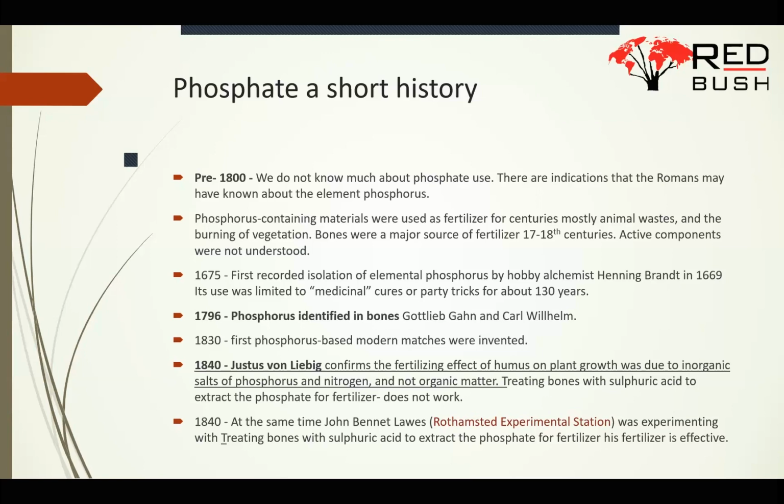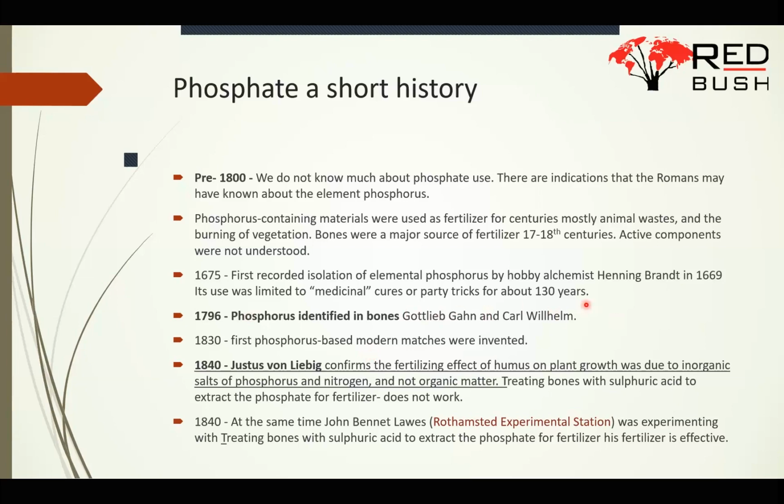You can Google it, and it's a really hilarious story. He definitely wasn't looking for phosphorus. He was looking for something that would turn lead into gold. But its use was limited to, I politely use the term medicinal cures, but that's actually quack cures and party tricks, because when phosphorus is exposed to oxygen, it glows green. So it glows in the dark really nicely, and it goes bang.